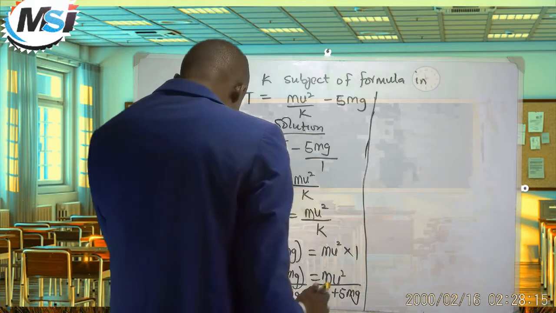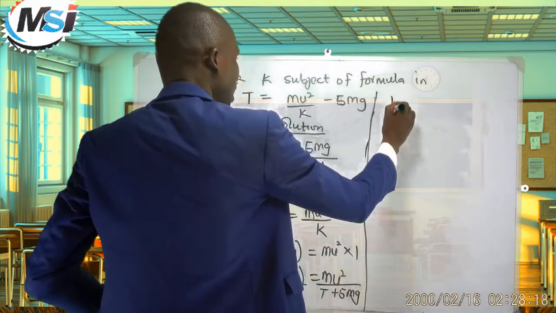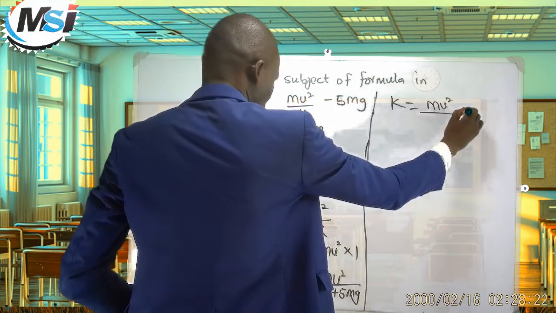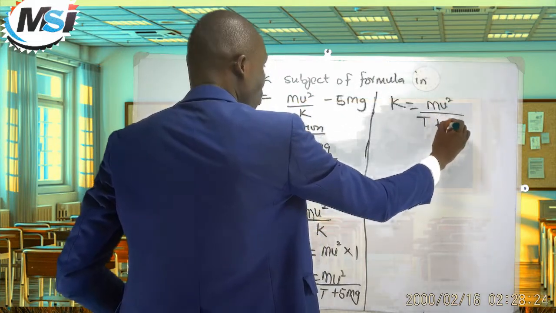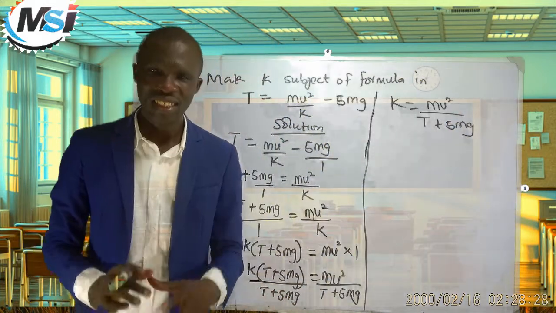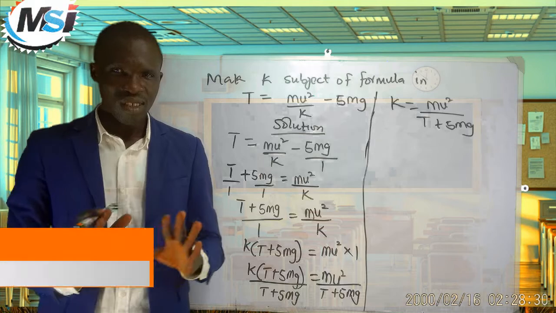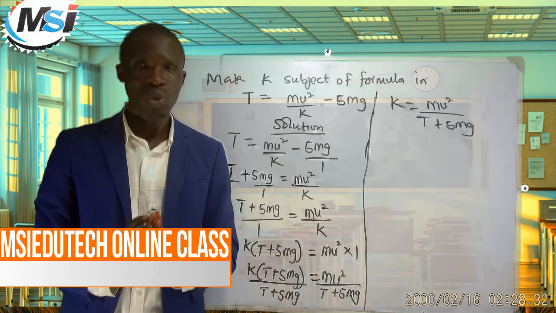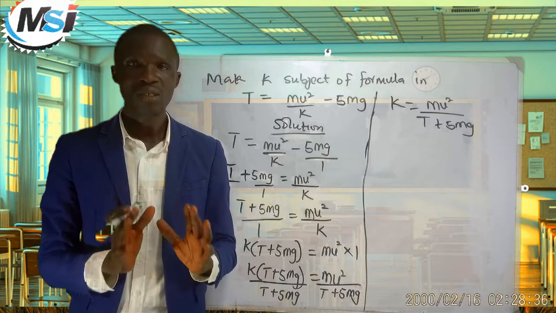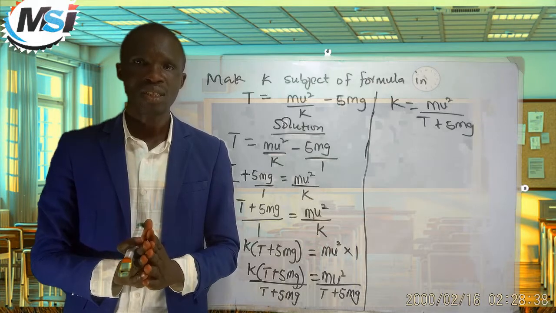Now from here, we have k equals mu squared all over what? T plus 5mg. I believe you understand this question. In case you find it difficult, you can always go back to this video, watch it all over again, and you will discover that it's very simple.